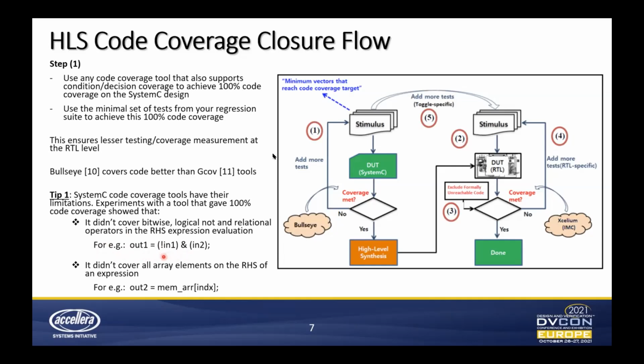Take another example. The tool that actually gave us 100% code coverage did not cover all the array elements on the right hand side of an expression. So from this example, just one index value is enough, and the code coverage tool showed that this statement is 100% covered. The important point to note here is that not all of the array indices have been tested. So this SystemC code coverage tool reliability factor is yet another important reason that code coverage closure has to be finished at the RTL level.